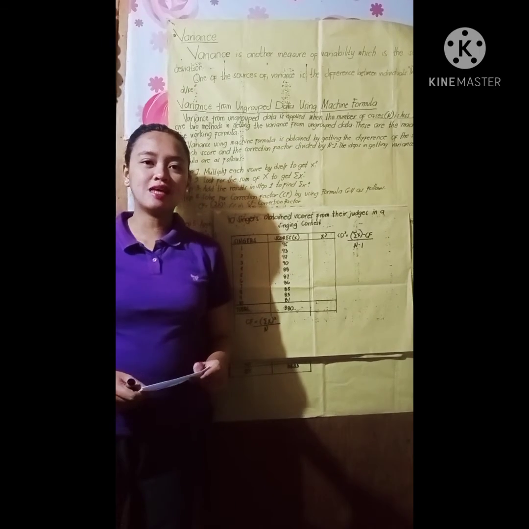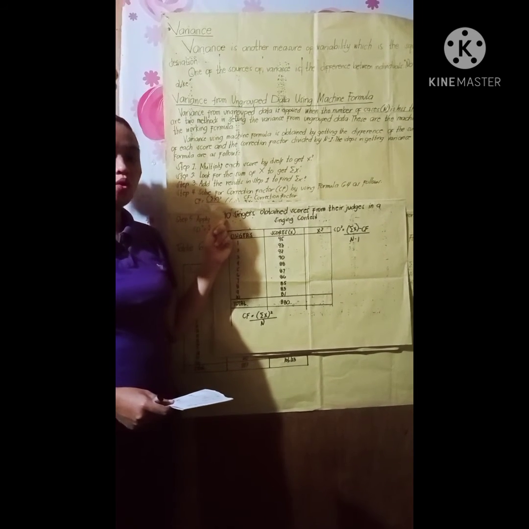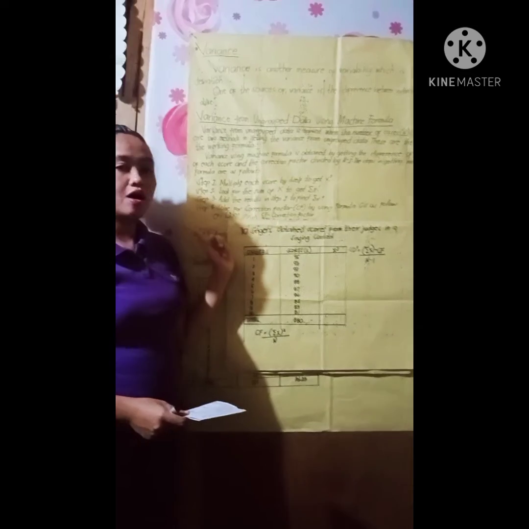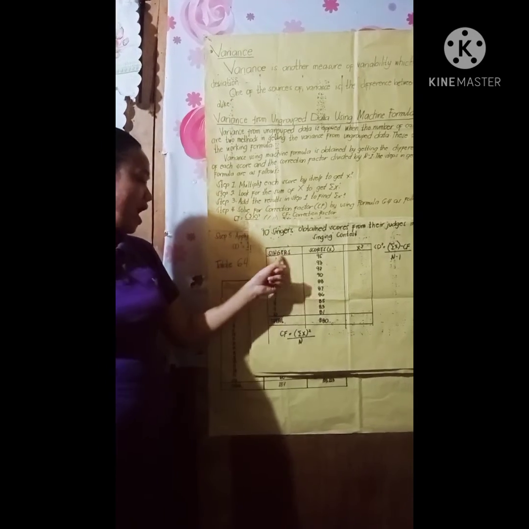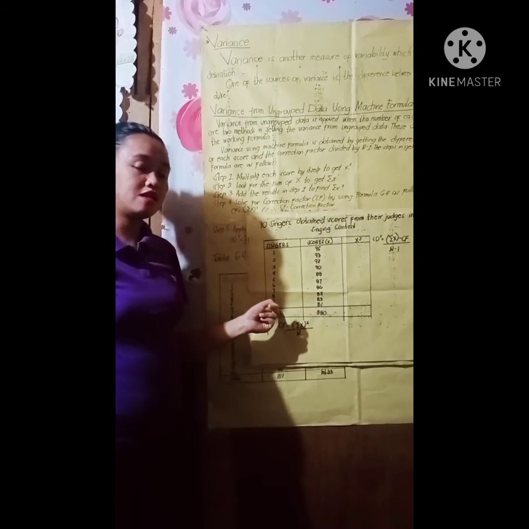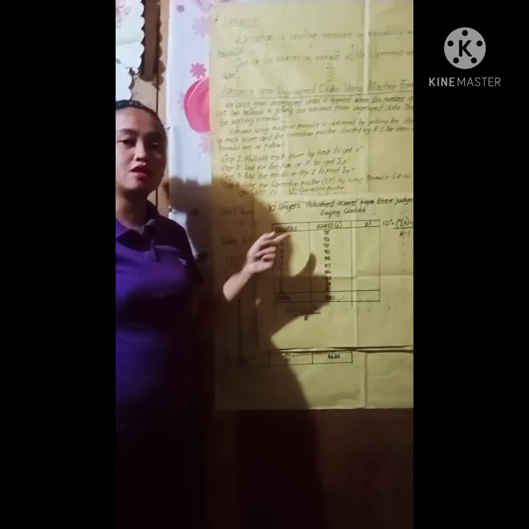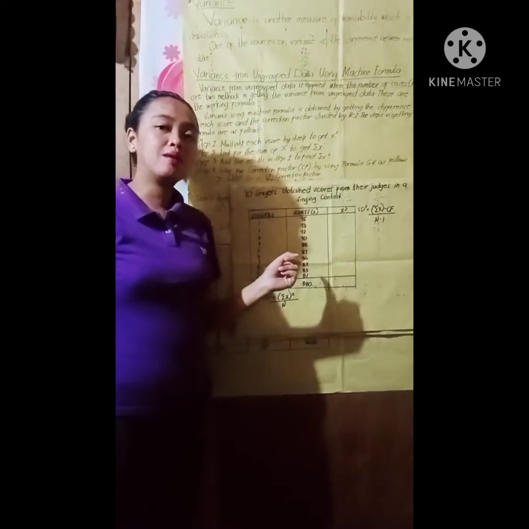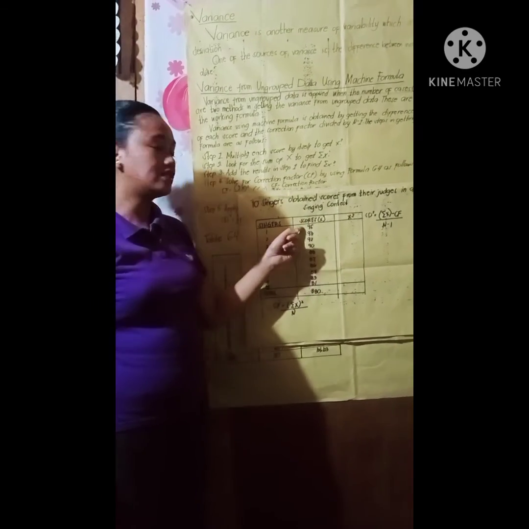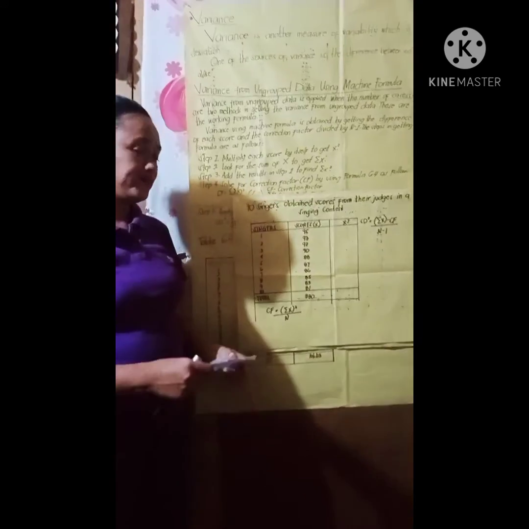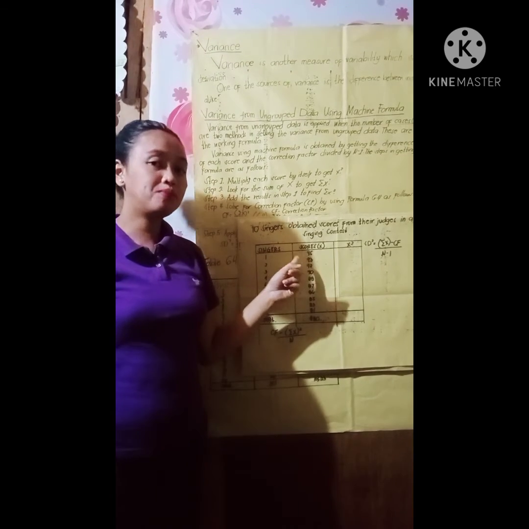I have here another example for another table. So, suppose these are the scores of 10 singers, obtained from their judges in a singing contest. So we have 10 singers here. The machine formula is applied because, as I have said earlier, it is applicable when the number of cases is less than 30. So, we have here 10 singers, and these are their scores. Now, let's take it step by step so that you will fully understand.